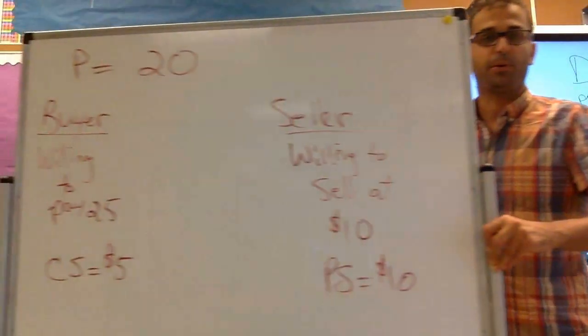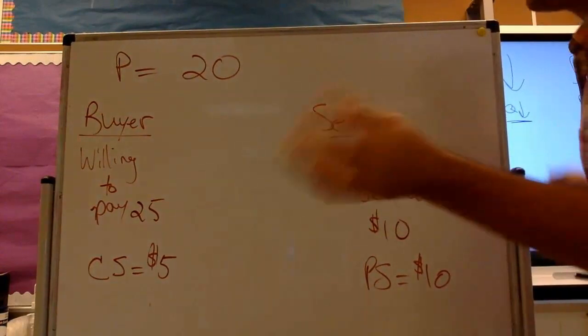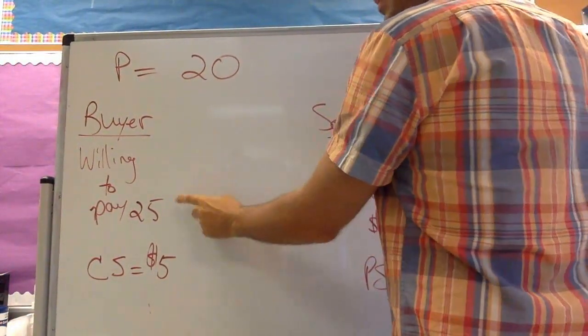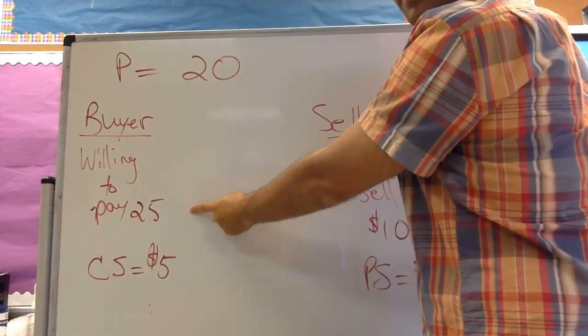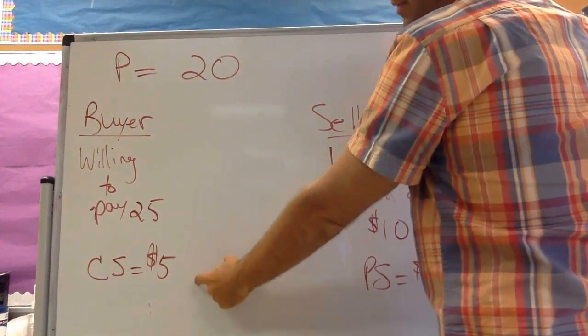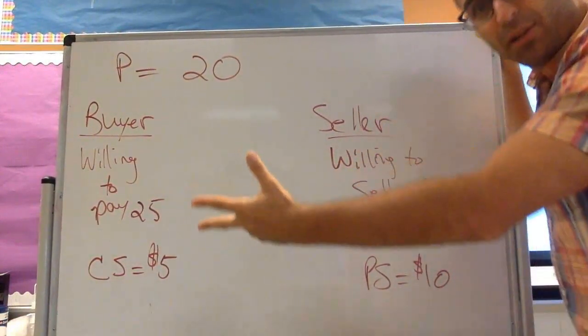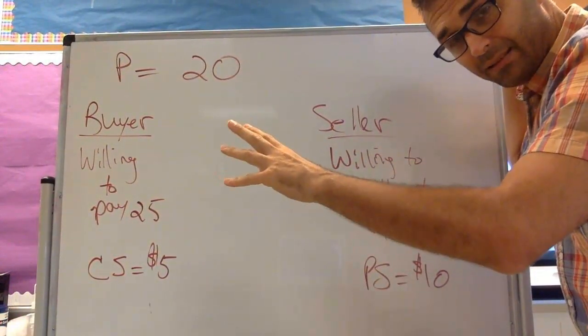So a real simple example. If the price of any product is $20 and the buyer is willing to pay more than that, say 25, then his consumer surplus is 5. So his willingness minus the price gives him $5. He could do anything he wants with that $5. He can buy anything else.